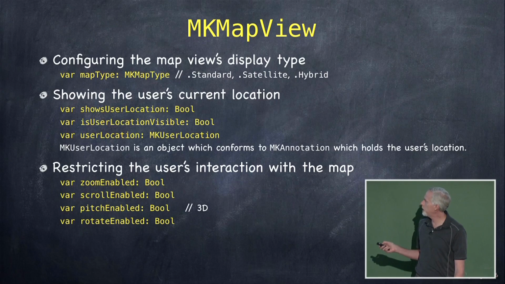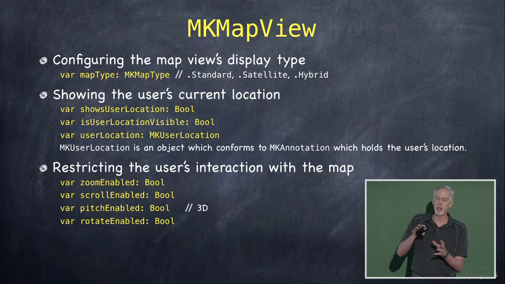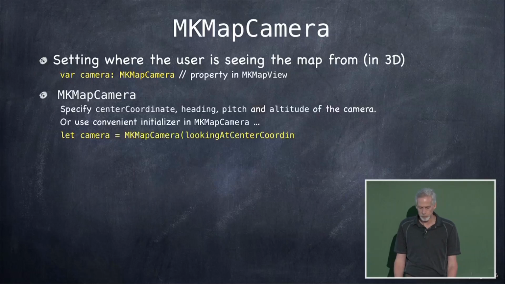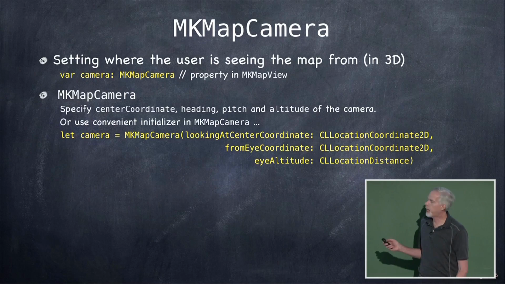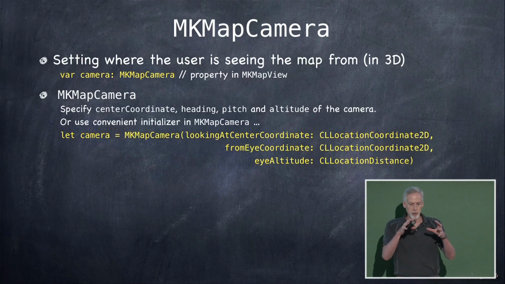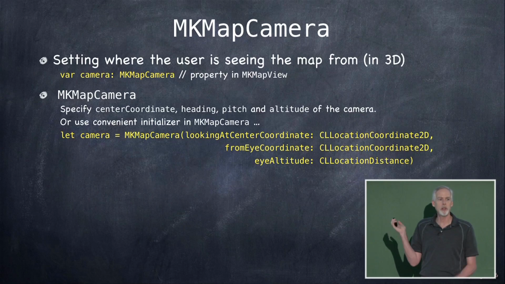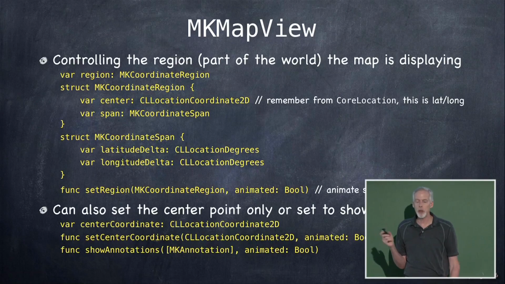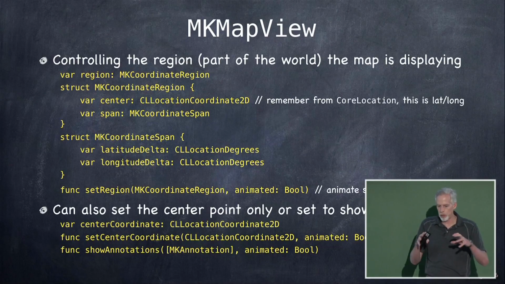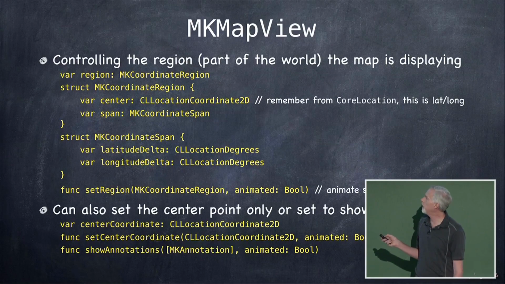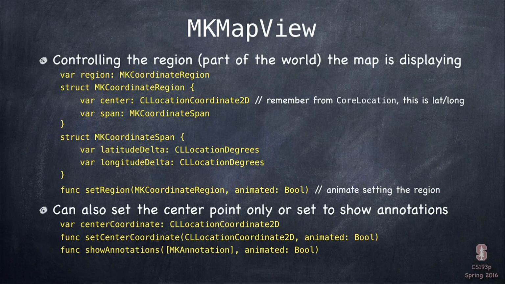If you don't want 3D mode, set pitch enable to false, and it won't pitch up to show you 3D maps. You can control the camera. If you do allow 3D, you can control where the camera is pointing using this API right here. That's kind of fun. You can also say what part of the world is being shown with this MKCoordinateRegion, which is just a latitude, longitude, and a span, which is a number of meters. So it'll show that part of the Earth.